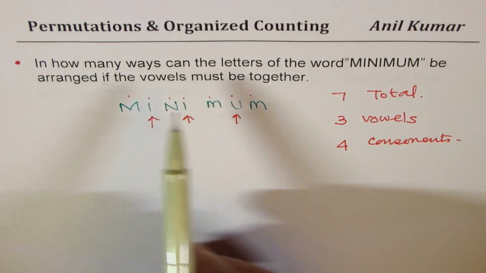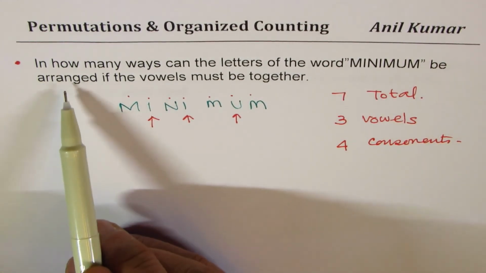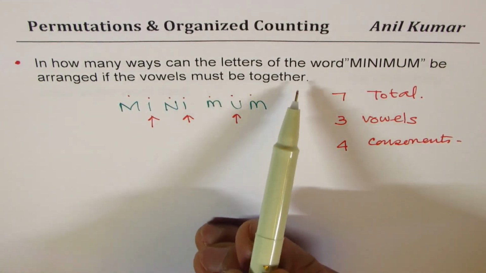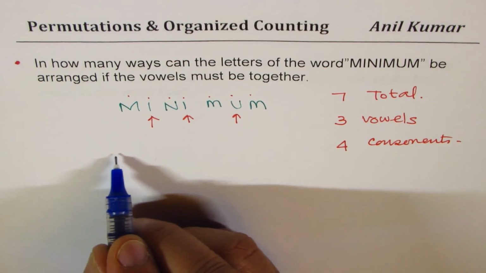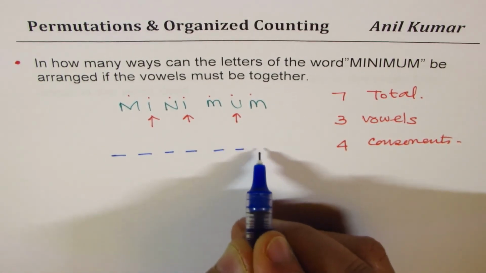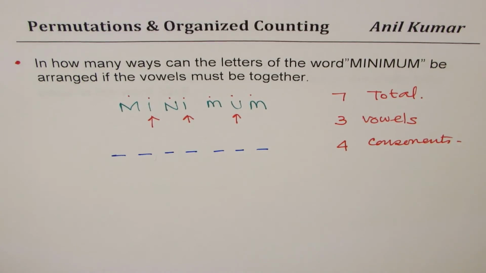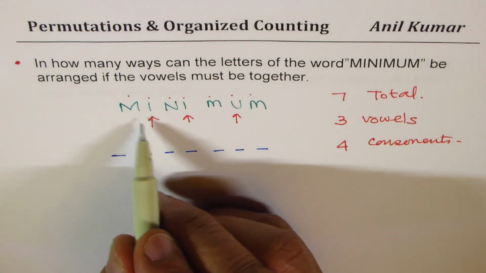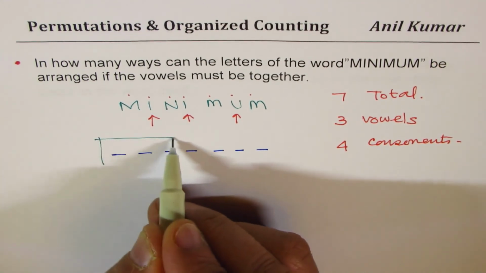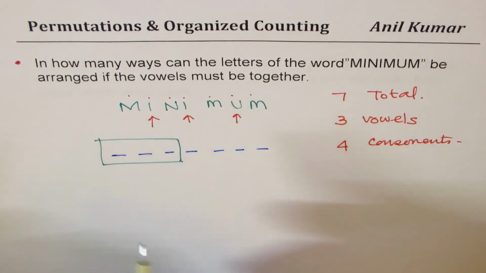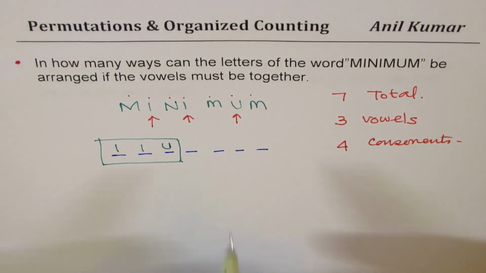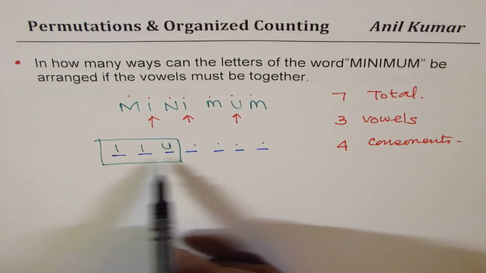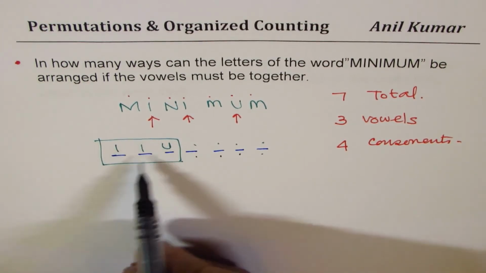Condition is, in how many ways can the letters of this word be arranged if the vowels must be together, right? So basically what we will do is, we have 7 positions, M, I, N, I, M, U, M. We'll club together these 3 vowels since they should be together. So we say I, I, and U are clubbed together. The other consonants could take other positions. So in all, we have 5 positions: 1, 2, 3, 4, and one big one.